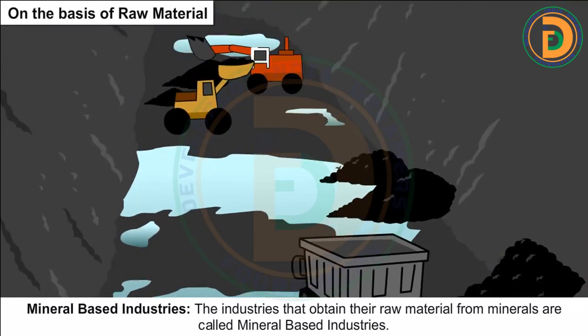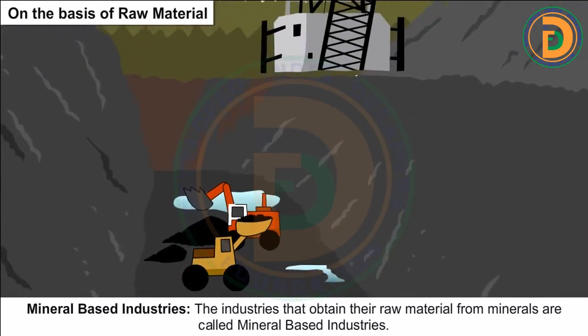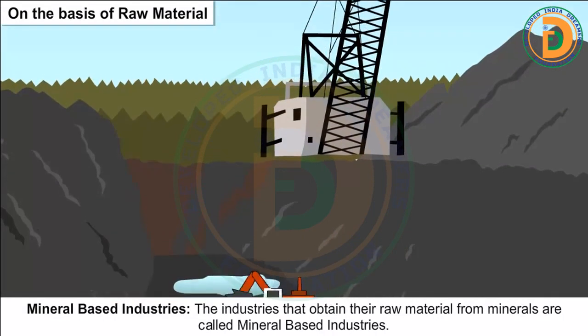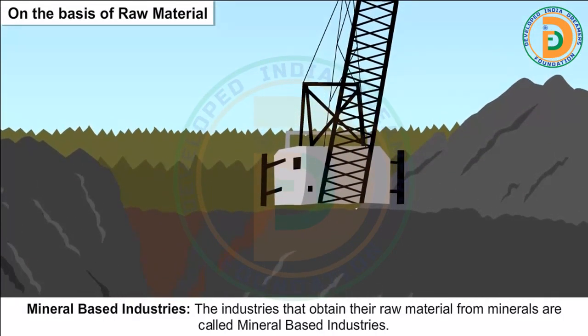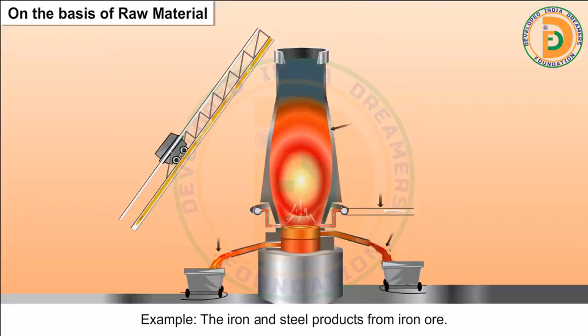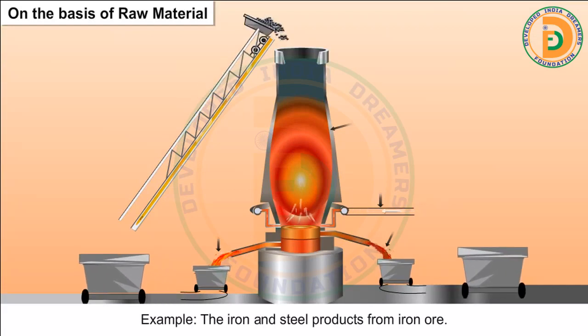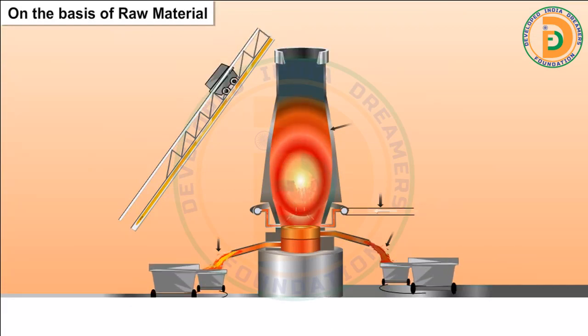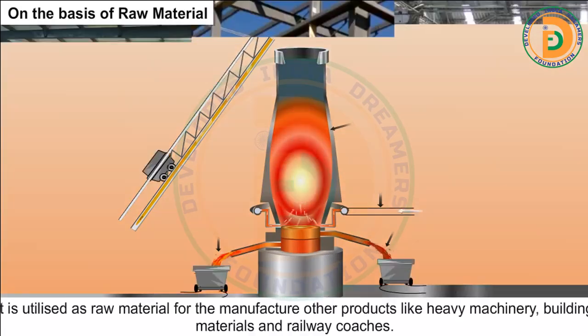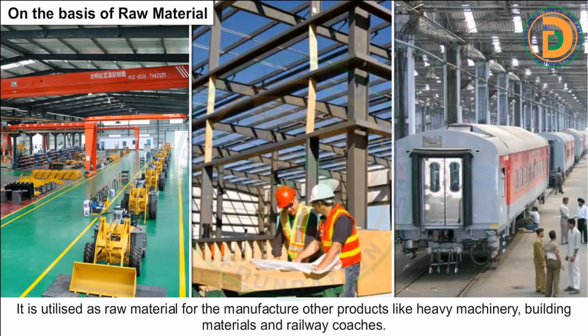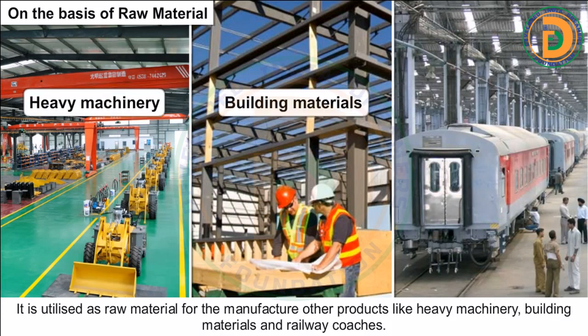Mineral-based industries. The industries that obtain their raw material from minerals are called mineral-based industries. Example, the iron and steel products from iron ore. It is utilized as raw material for the manufacture of other products like heavy machinery, building materials, and railway coaches.